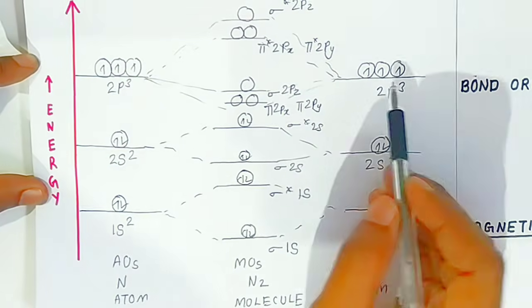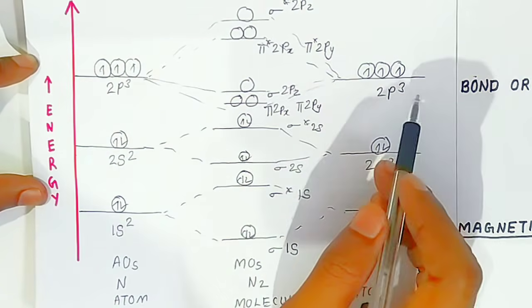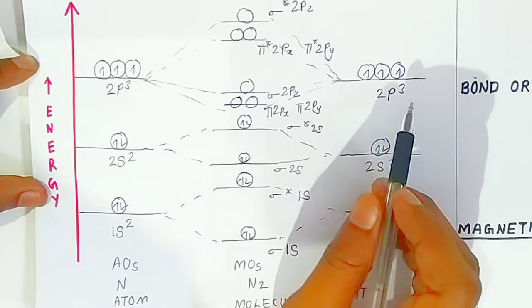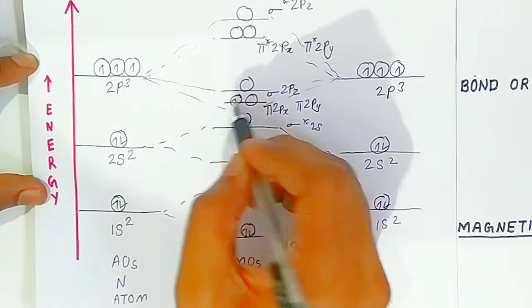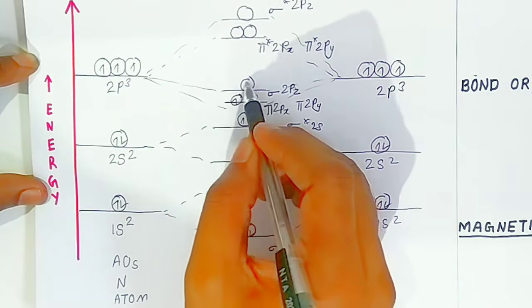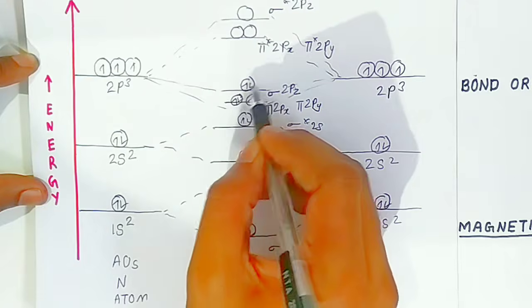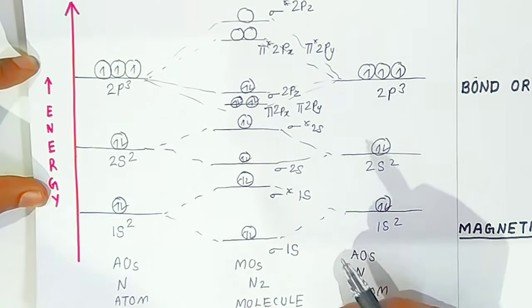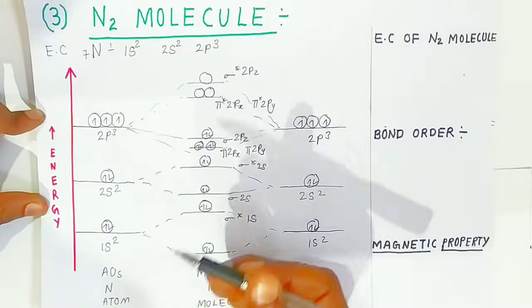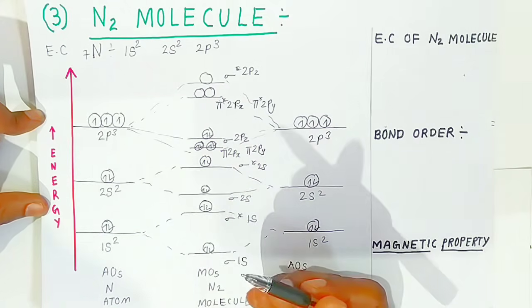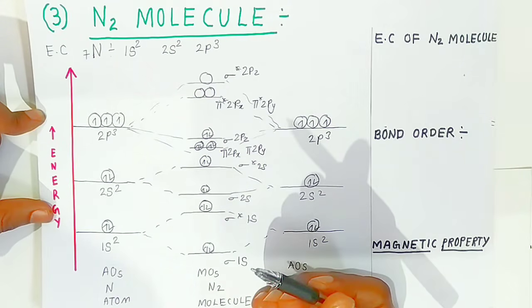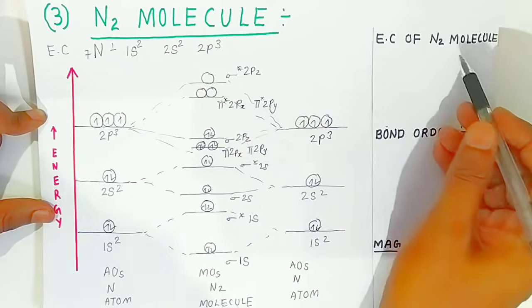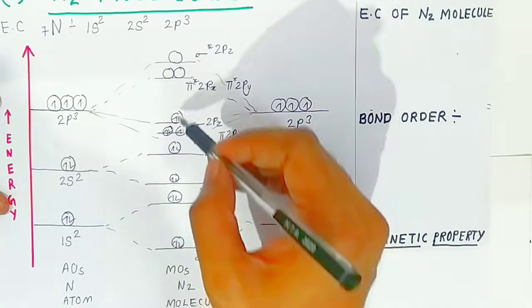Okay students, now here we have 6 electrons. So all 6 electrons first are going to fill the bonding molecular orbitals and they will start pairing like this. Okay students, so this is the molecular orbital diagram of nitrogen molecule. Okay students, now when you write down the electronic configuration of nitrogen molecule, the electrons are distributed like this.